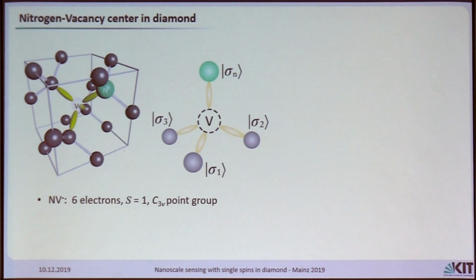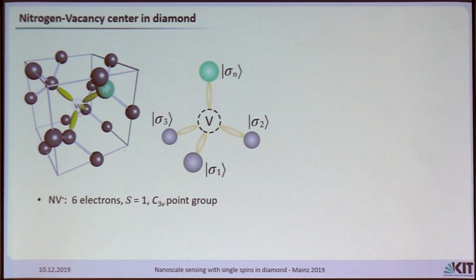So that's the NV center. It consists of a substitutional nitrogen atom in a diamond lattice with a next-neighbor vacancy defect. So that's a point defect. It has a C3v point group, quite obvious if we just look at it.